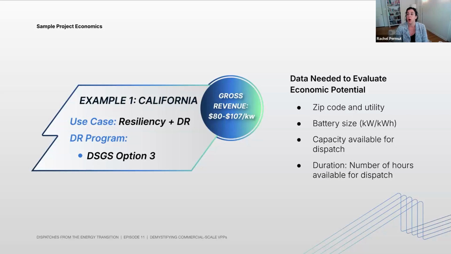We need to know where you are. That will determine what programs are available to you. The second thing is, what battery are you installing? And then how are you planning on using it? Are you planning on using it for resiliency? Are you planning on using it for peak shaving? What do you actually have available for us to monetize?